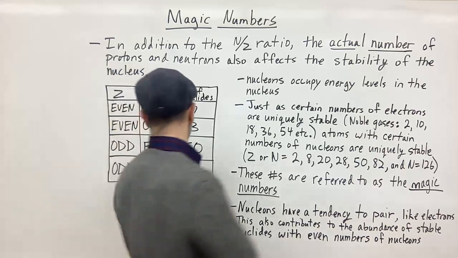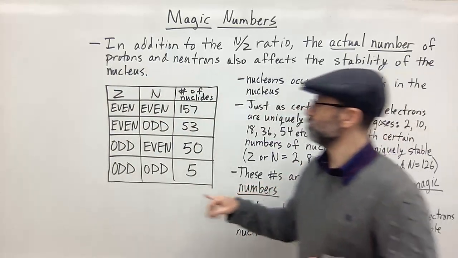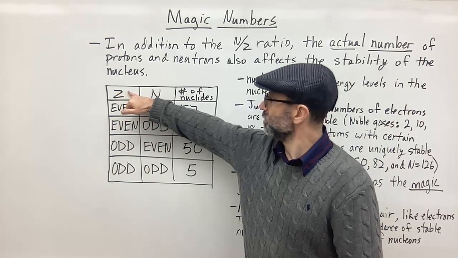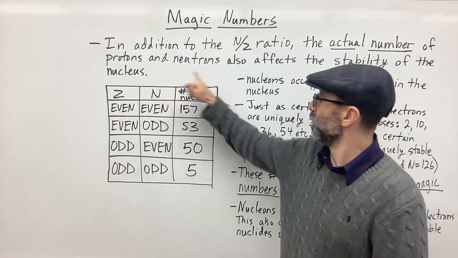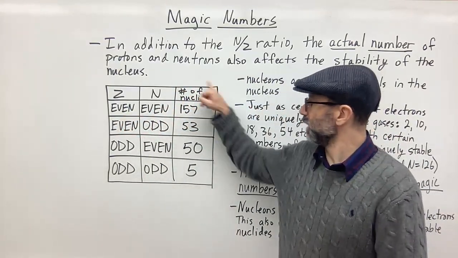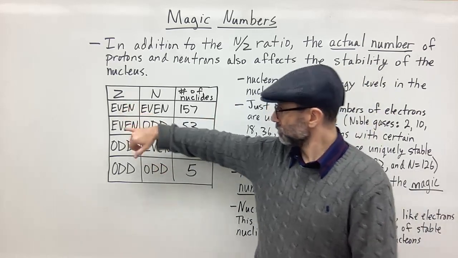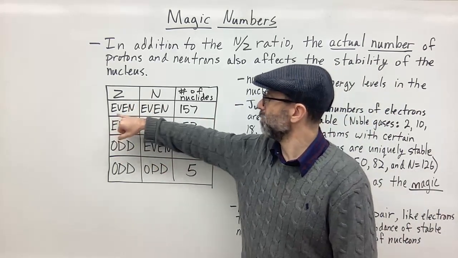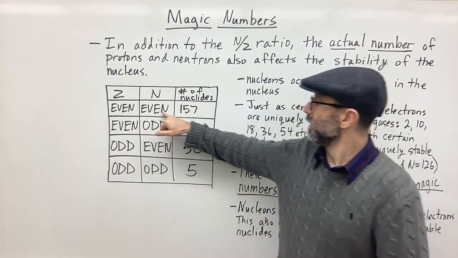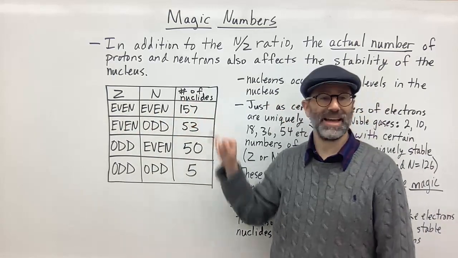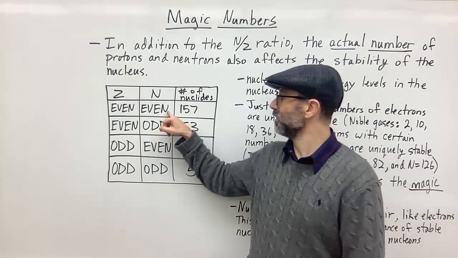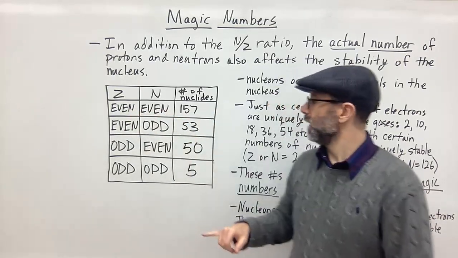So here I have a table which shows the number of protons, number of neutrons, and the number of stable nuclides, I should add. Here you'll see that if the number of protons is even and the number of neutrons is even, in this situation, we have 157 different stable isotopes that have an even number of neutrons and protons.